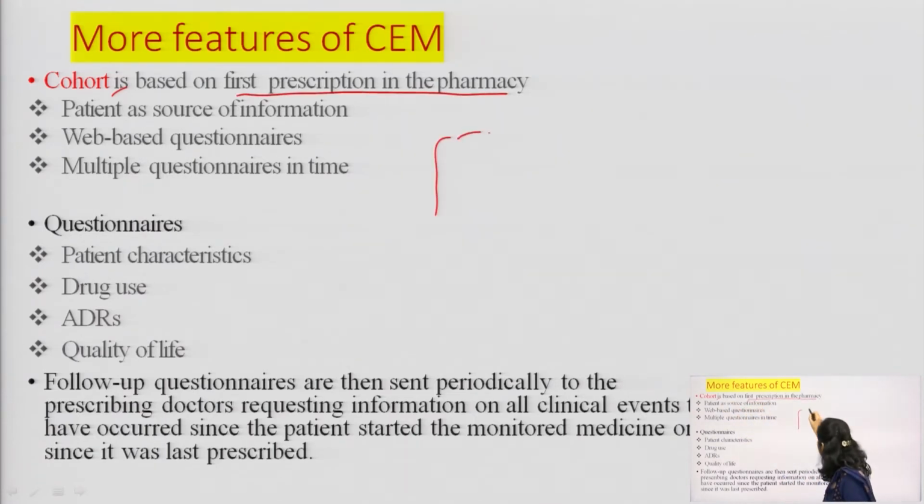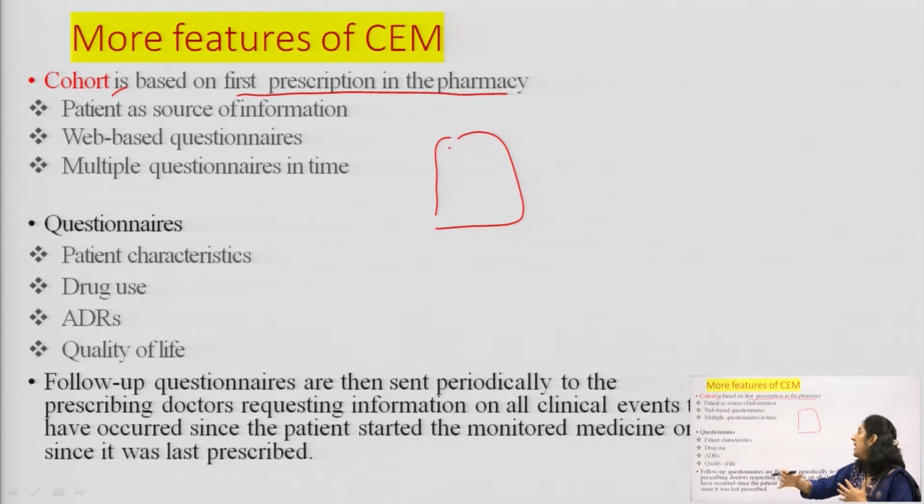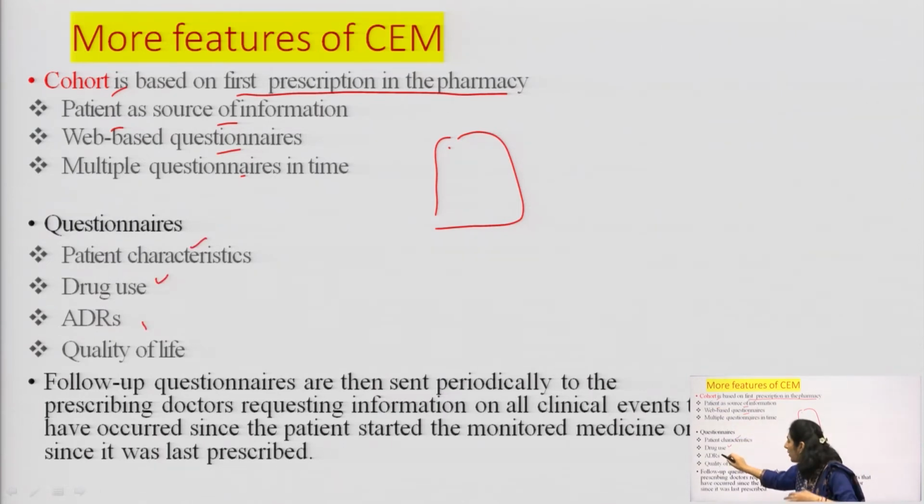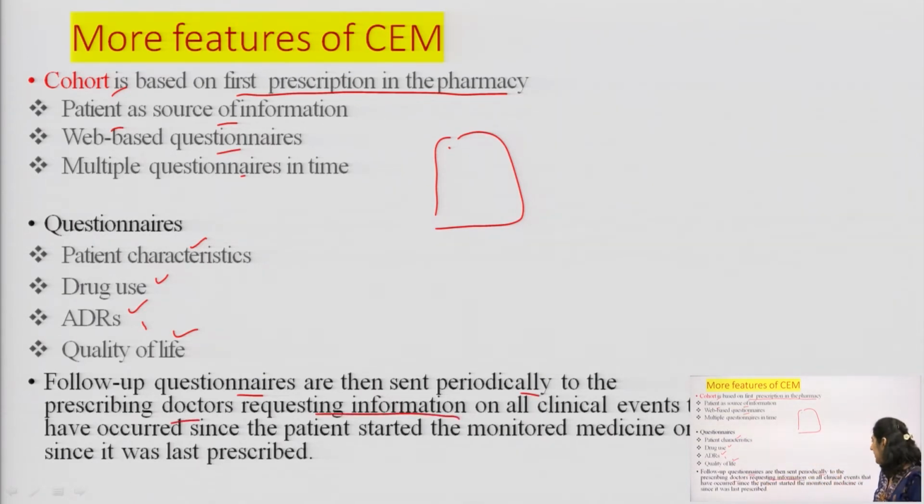In a particular pharmacy, the drug that has been given to a particular group will be the cohort. So the patient acts as a source of information. Web based questionnaires are given, multiple questions are given. Questionnaires are regarding the patient characteristics, how much drug is used, what are the adverse drug reactions the person has got after the drug use, what is the quality of life after the drug use. Follow up questionnaires are sent periodically to the prescribing doctors, requesting information on all the events that have occurred with the patients.